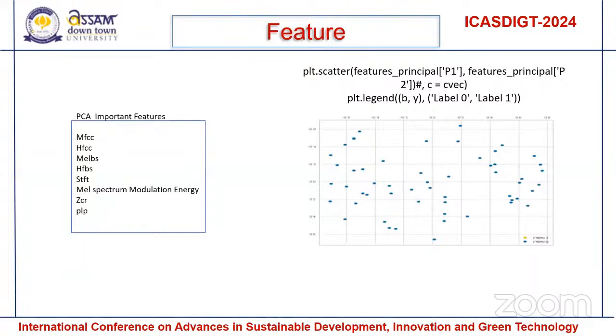Then we collected some speech features from the samples, features like MFCC, HFCC, MELBS, HFBS, STFT, Mel spectrum modulation, energy, zero crossing ratio, and PLP, etc. And then we applied a feature reduction technique, because initially we had taken almost 30 features, but with 30 features it is difficult to properly cluster the data, and therefore we used the feature reduction technique, where we found these important PCA features.